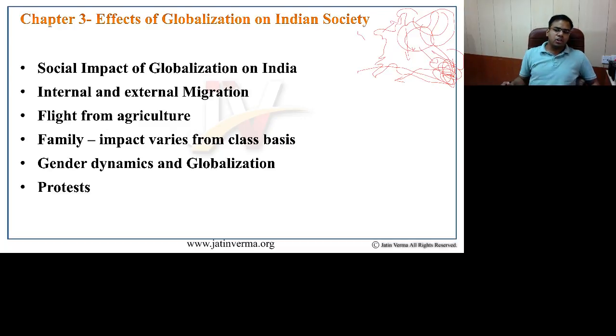So basically, a map is a wonderful resource to utilize when it comes to depicting easily the impact that any phenomenon is having on a spatial basis on India. So that is something you could actually talk about. The next important impact is the flight from agriculture.